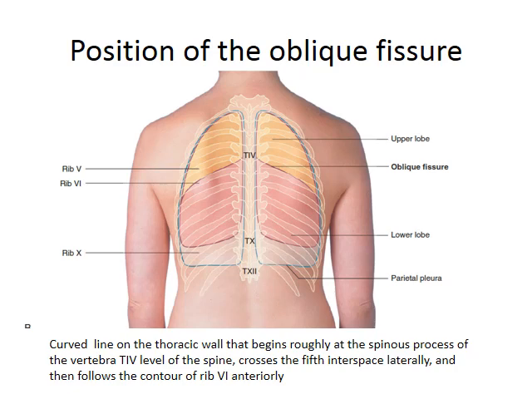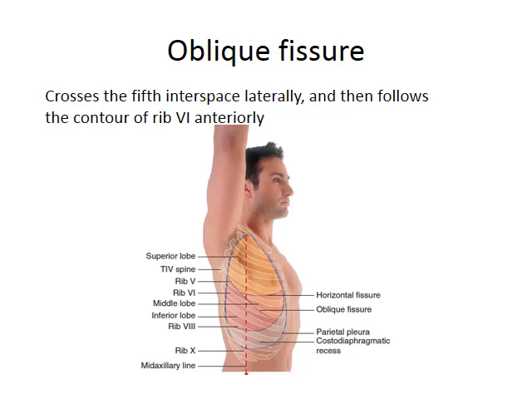It's a curved line on the thoracic wall that begins roughly at the spinous process of the T4 vertebra level of the spine. It crosses the fifth intercostal space laterally and then follows the contour of the sixth rib anteriorly. So this oblique fissure crosses the fifth intercostal space laterally and then follows the contour of the sixth rib anteriorly.